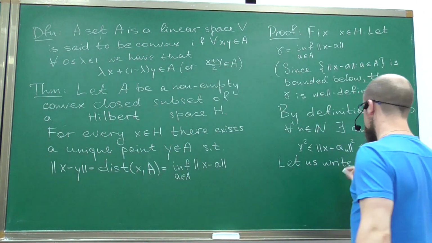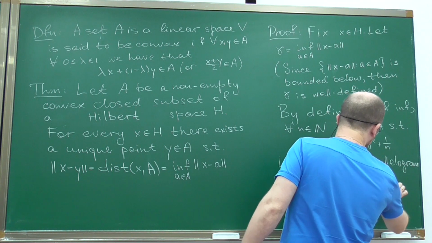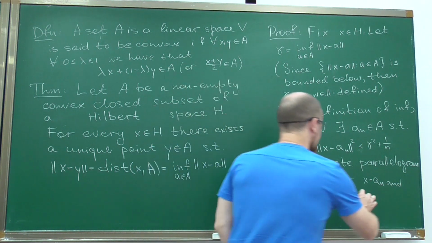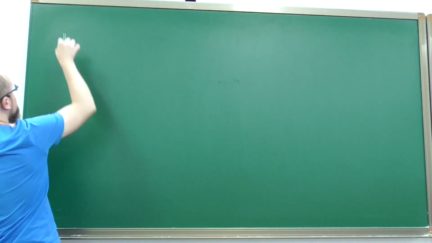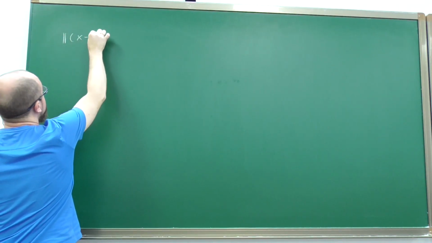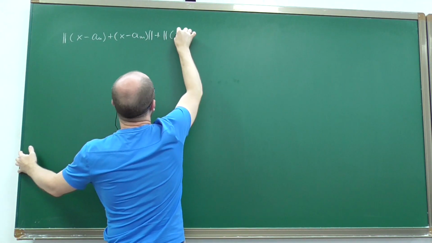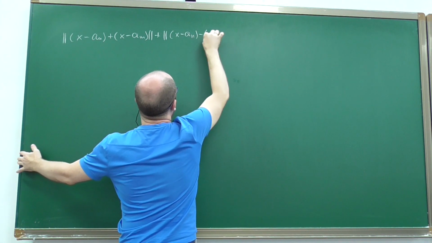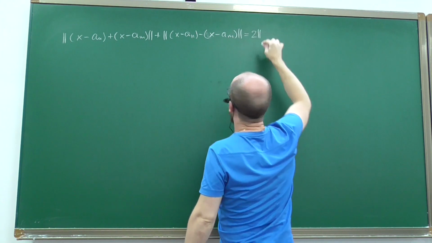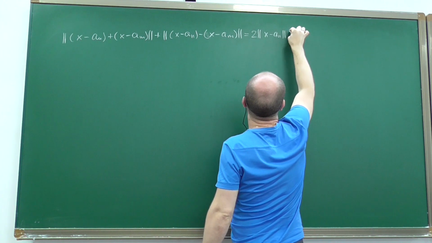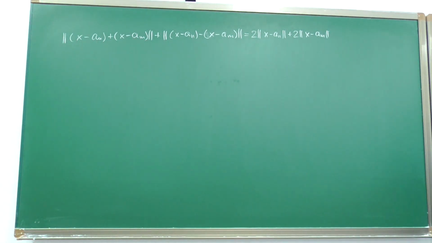Let me write the parallelogram law, the parallelogram identity, for two elements, x minus a_n and x minus a_m. In the parallelogram identity, in the first norm, we have the sum of these two elements, plus, in the second norm, we have the difference of them. And it equals twice the norm of the first one plus twice the norm of the second element. So this is just the parallelogram identity.